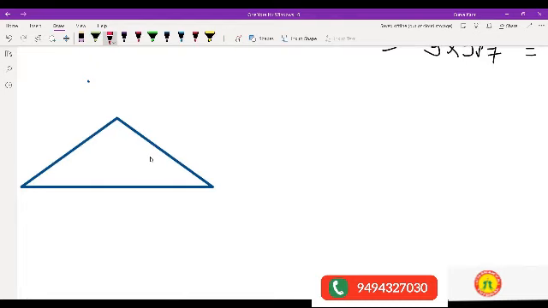Suppose here I'm giving the sides as 4, 7 and 5. First question is find the area of triangle ABC, and the second question is find the height AD.